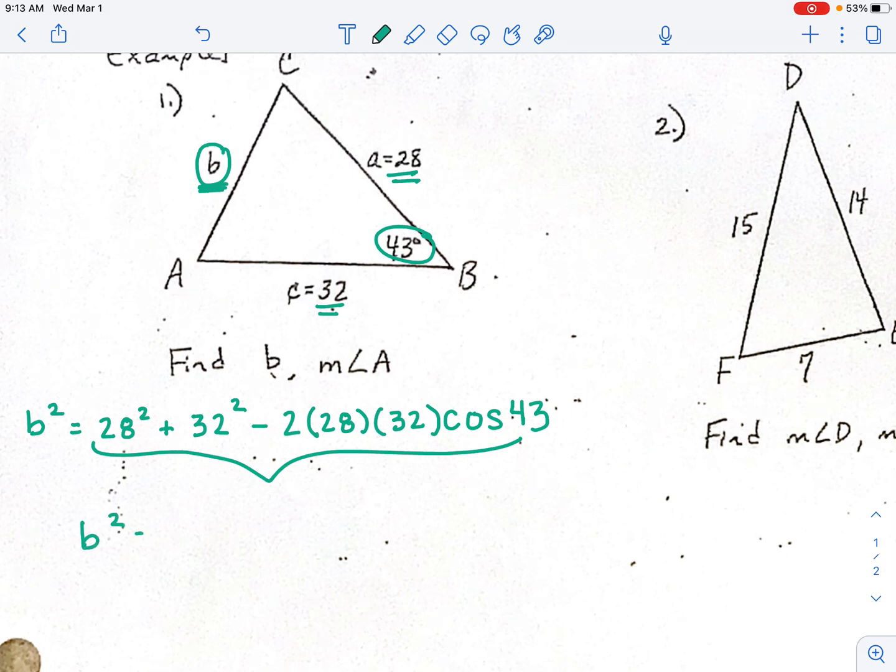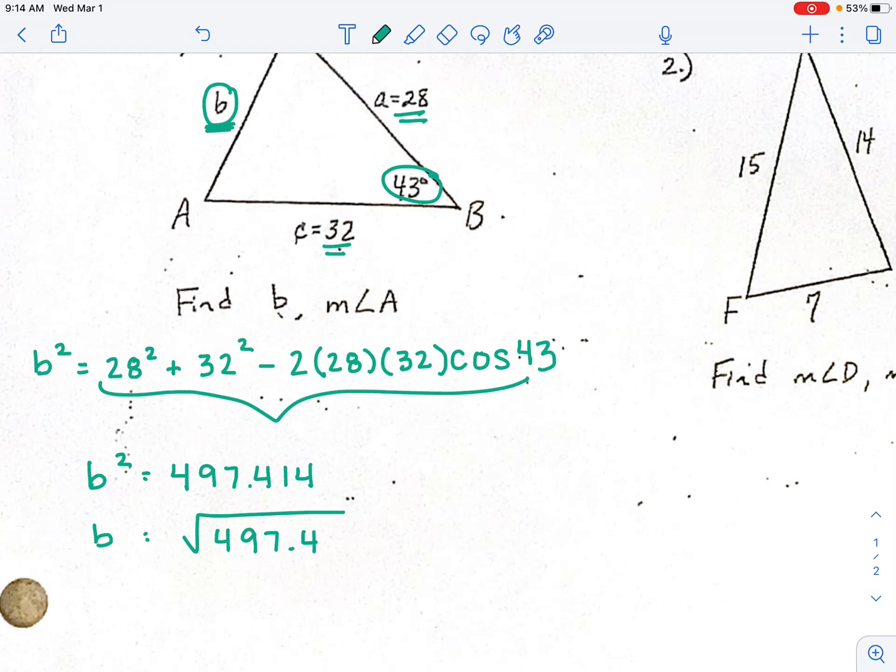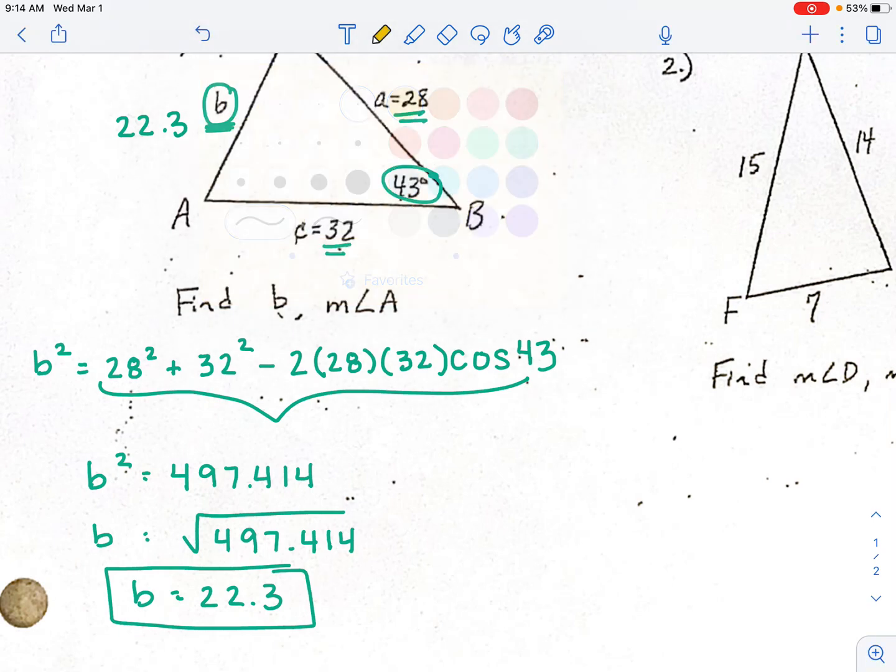B squared equals 497.414. And we're not done yet because it's still B squared. So how do we go from B squared to B? Well, we just take the square root of both sides. So it's the square root of 497.414. If I type that into my calculator, I'm going to get that B is 22.3. So B is 22.3.